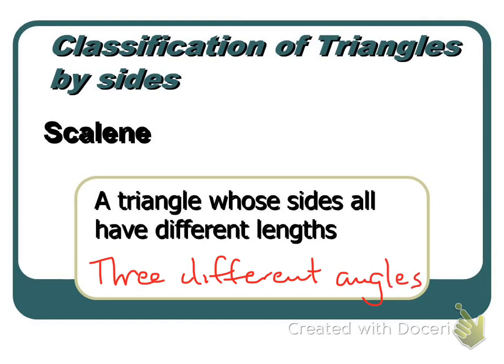And as a side note to that, a corollary, you would call this in geometry, a corollary to a theorem or a corollary to a definition. The corollary here would be it also has 3 different angles.